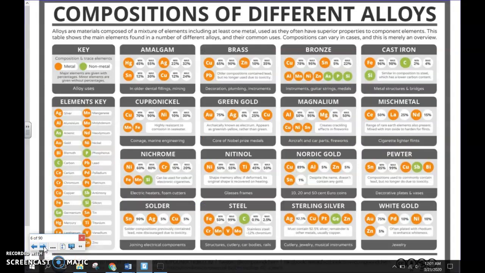So here are some other examples of alloys that you may be familiar with. First of all, we have brass. That is copper and zinc. And if we get a chance to come back to school, we will make a brass penny. We're going to use the copper in a penny to turn it into brass. Bronze would be copper and tin.